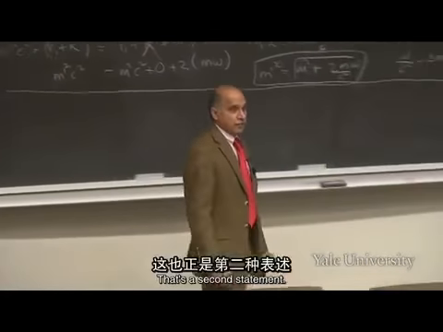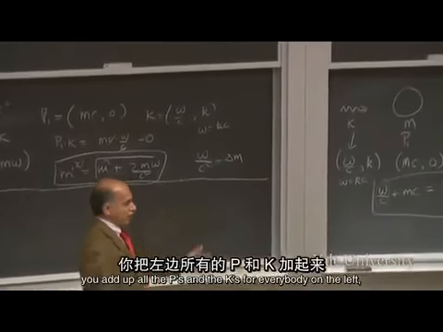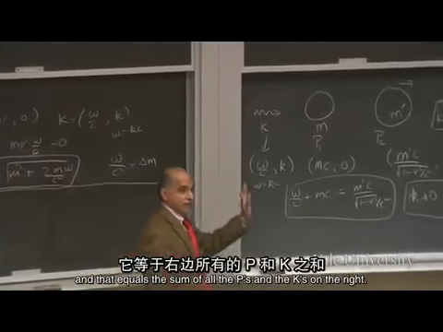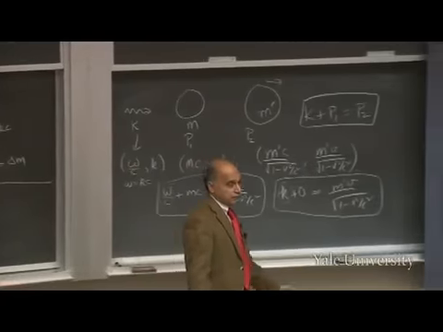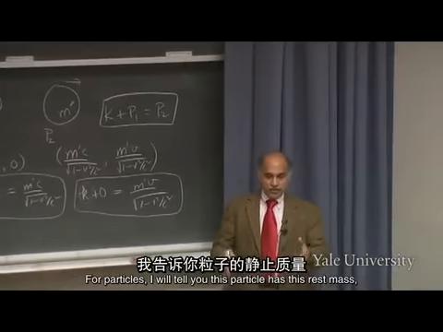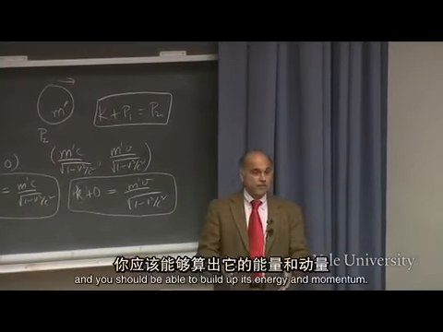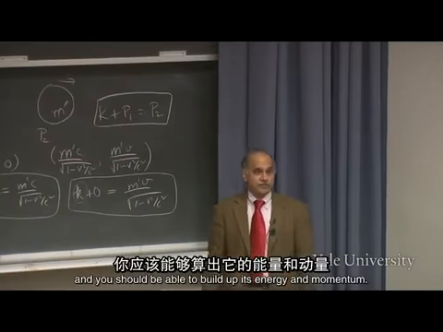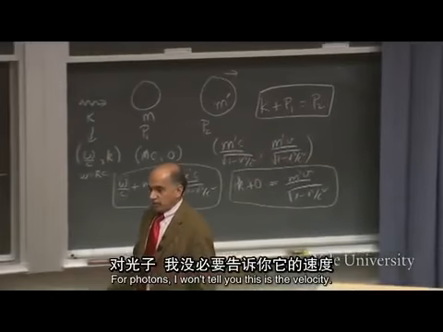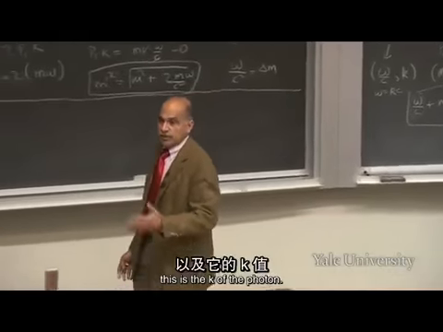Third statement is, in a collision, you add up all the p's and the k's for everybody on the left, and that's equal to the sum of all the p's and the k's on the right. Can you do that? You've got to make sure you can do that part. For particles, I will tell you this particle has this rest mass, it's going at this velocity. Then you should be able to build up its energy and momentum. For photons, I won't tell you the velocity. Velocity is always c. For photons, I'll have to tell you this is the omega of the photon, this is the k of the photon.